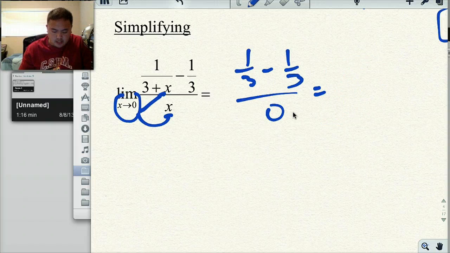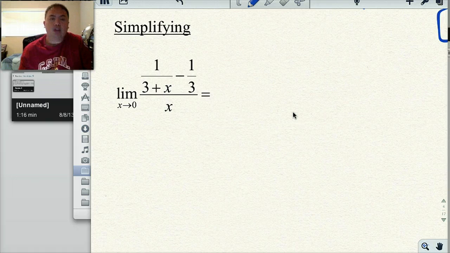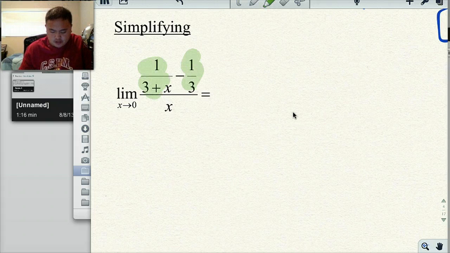In this particular case, you'll notice that there's no square root, so I can't rationalize. You also notice that nothing factors, so I can't do that either. So this method is called simplifying. In simplifying, I'm going to make my numerator one fraction. Because right now, it's two fractions, this fraction and this fraction. Let's make it just one fraction.